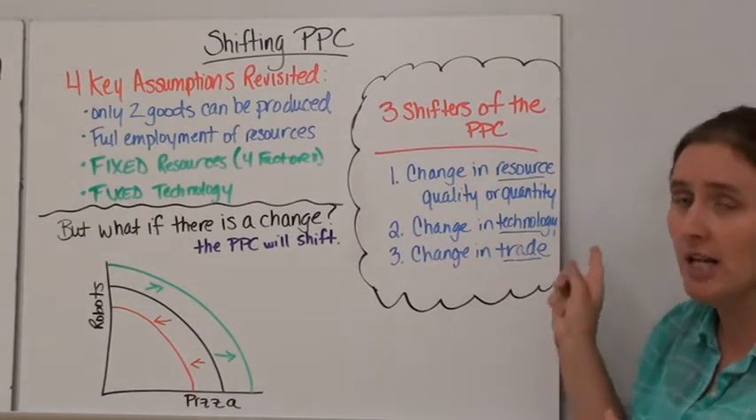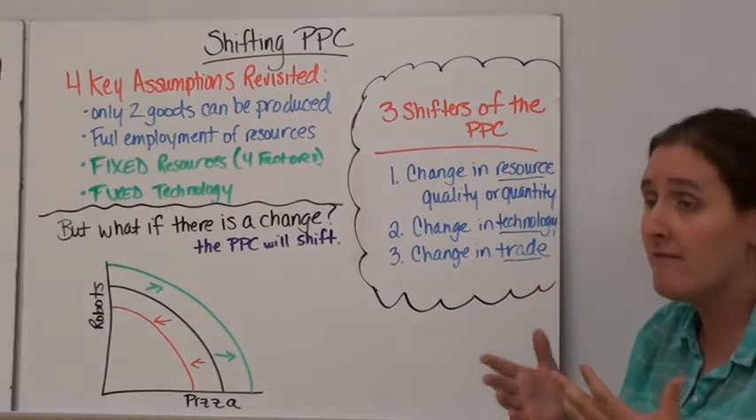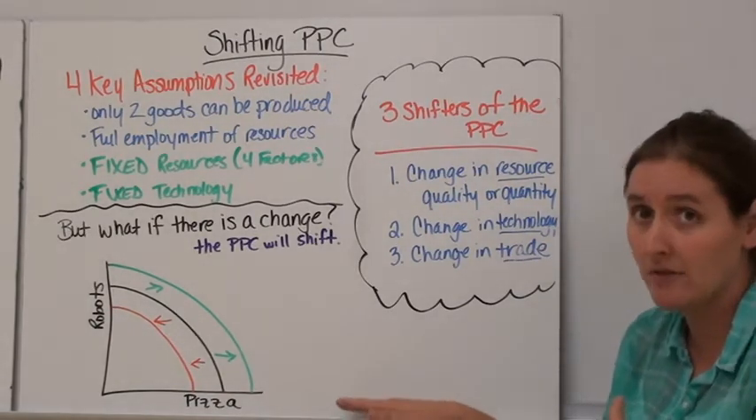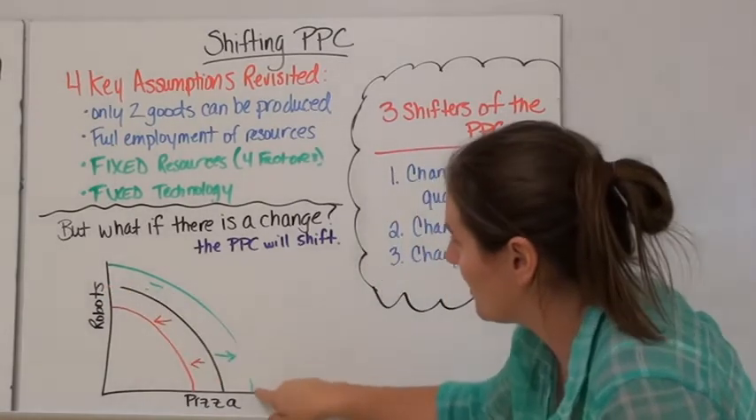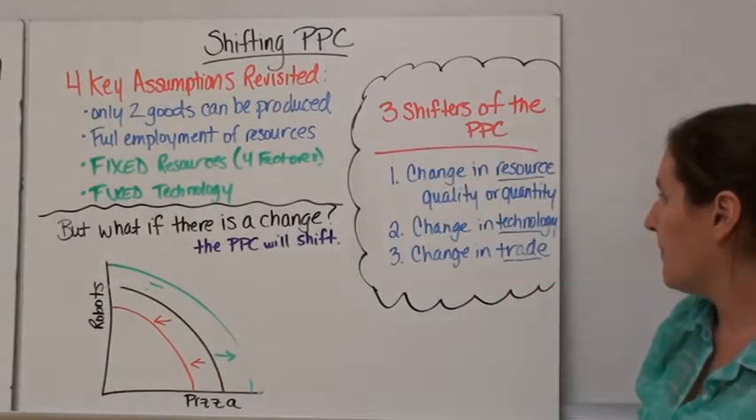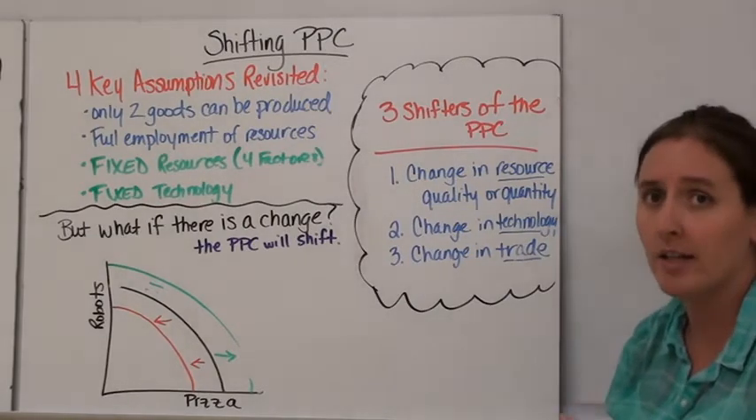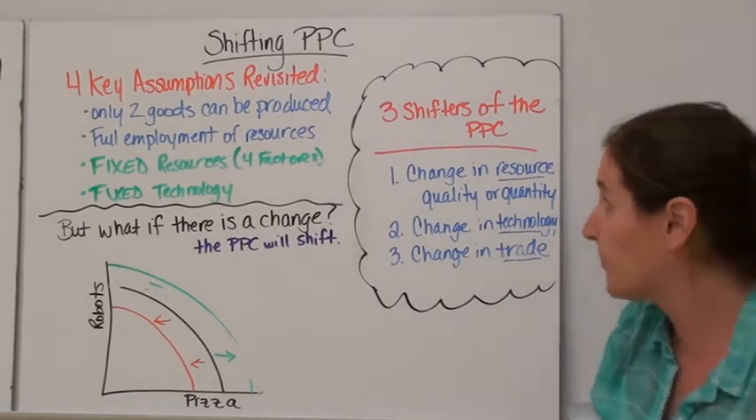2, a change in technology. If somebody invents a better pizza oven, that'll shift the curve out just for pizza, but it'll shift it out. So it'll look more like this, okay? And 3, a change in trade, which we'll talk more about later, but that'll shift the curve out also.